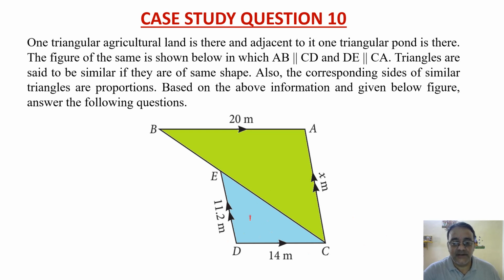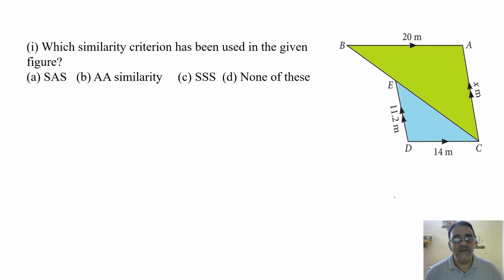The figure of the same is shown below, in which AB is parallel to CD and DE is parallel to CA. So the arrow marks that you see show that. Triangles are said to be similar if they are of the same shape. Also, the corresponding sides of similar triangles are proportional. Based on the above information and given figure, answer the following question. So now we are moving toward the first question. Which similarity criteria has been used in the given figure?